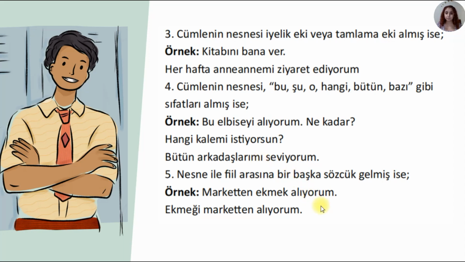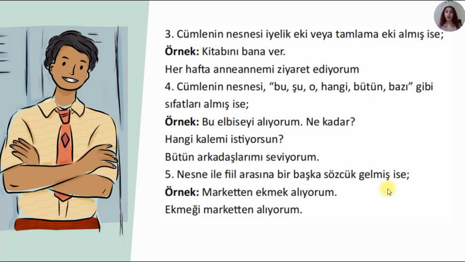And the last condition, the fifth one, nesne ile fiil arasına bir başka sözcük gelmiş ise. And this is very common in daily language and it is not the written text sentence type. It is the speaking daily type and we sometimes use this case in daily conversations. Let me show you what it means. Nesne ile fiil, object and verb of the sentence. Başka bir sözcük gelmiş ise arasına, between them.